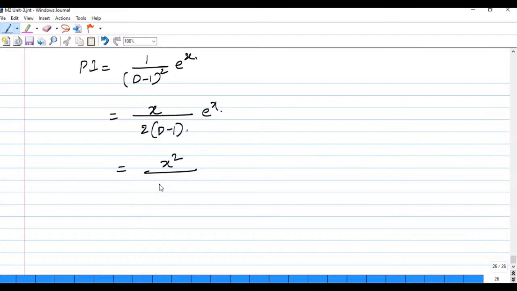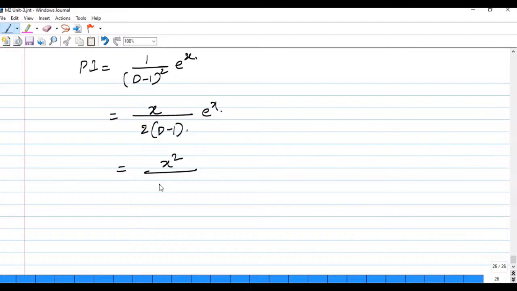Suppose my function is like this: D square minus 1 into e power x. Put D equal to 1 and the denominator becomes 0. So write x in the numerator and differentiate the denominator to get 2D into e power x. Now put D equal to 1, then it is x by 2 e power x. Or else, 1 by D is integration. Integration of e power x is e power x.